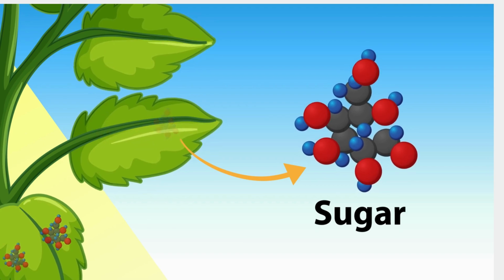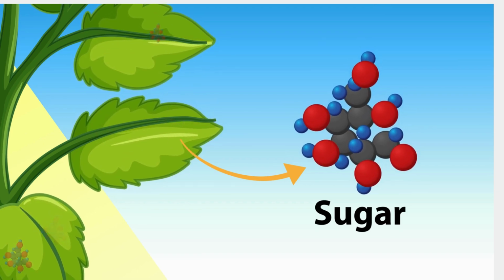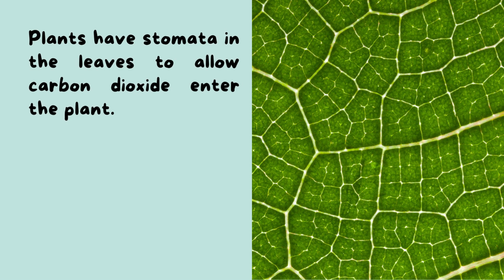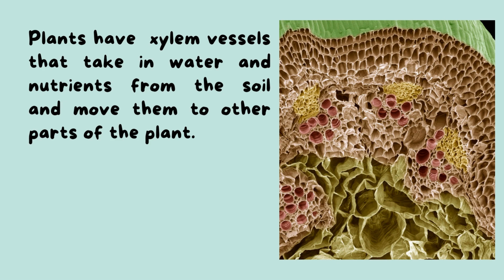And we know that the plants have chlorophyll that gives the leaves the green color, and this chlorophyll absorbs light energy from the sun, okay? So the chlorophyll is responsible for absorbing light energy from the sun. The plant has stomata in the leaves, and this is to allow the carbon dioxide to enter the plant, okay? Here the plants have xylem vessels that take in water and the nutrients from the soil and move them to other plant parts. And this is a real picture of the xylem vessels, okay?